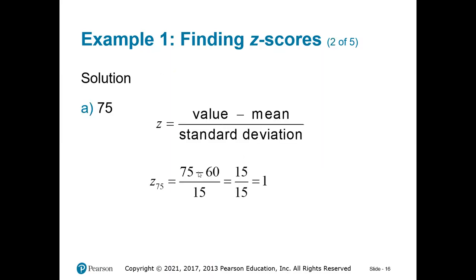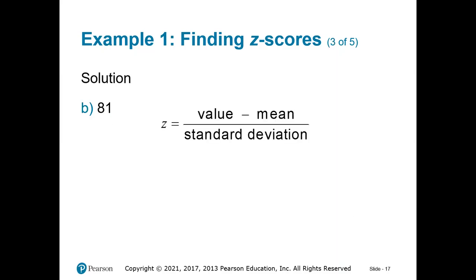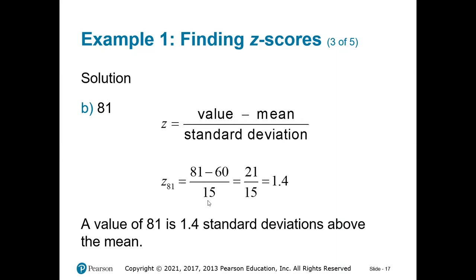So here's the 75. 75 minus 60, which is 15, over 15, is 1. It means that 75 is 1 standard deviation away from the mean. Away, here above, of course, when the z-score is positive, the piece of data is above, is bigger than the mean. 81 will do the same thing. 81 minus 60 over 15, which is 21 over 15, 1.4. So it means that 81 is 1.4 standard deviations above the mean, away from the mean.